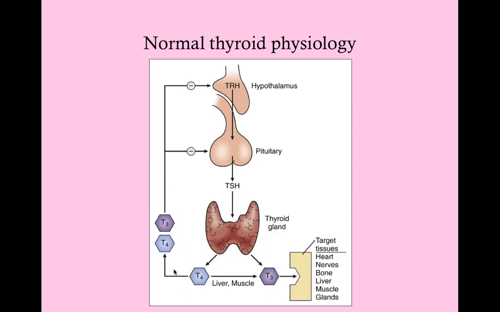T3 and T4 can work backwards on the hypothalamus and pituitary. You have a negative feedback mechanism. So if you're making more T3 and T4, you tell the hypothalamus and pituitary to slow down, and that's going to reduce your TSH levels. And that is a good thing because we don't want this to propagate itself to infinity.